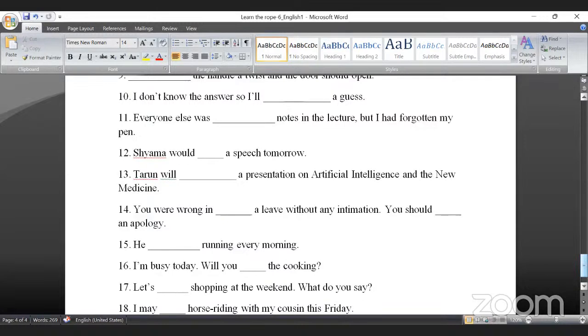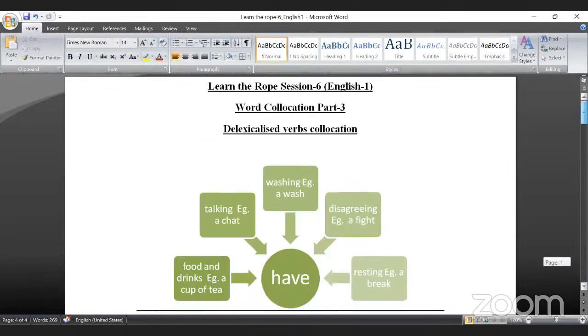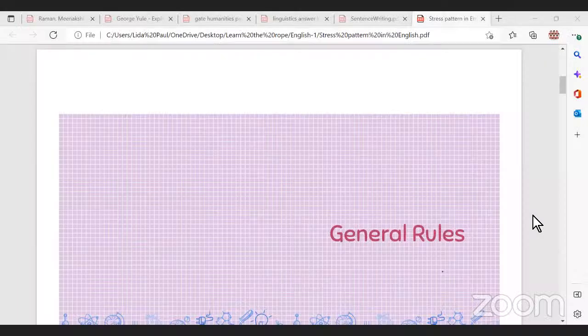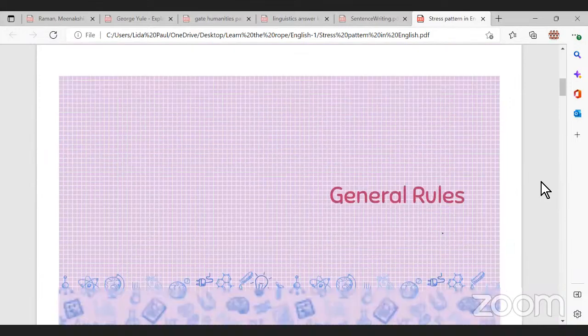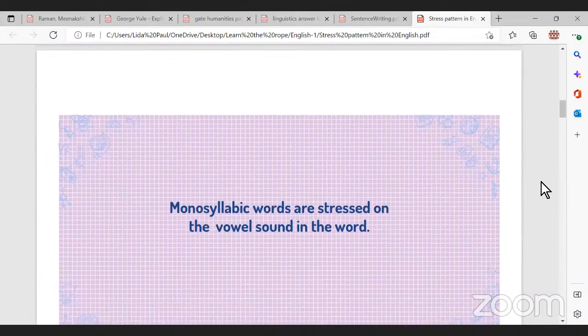Okay, so we're done with this exercise. I'm going to close this sheet, and I'm going to discuss a little bit about the stress patterns in English with you. I'll share the PPT with you just now. Probably what we'll do is have a discussion on the rules as such, and then we'll take up the activities and the questions in the next session.